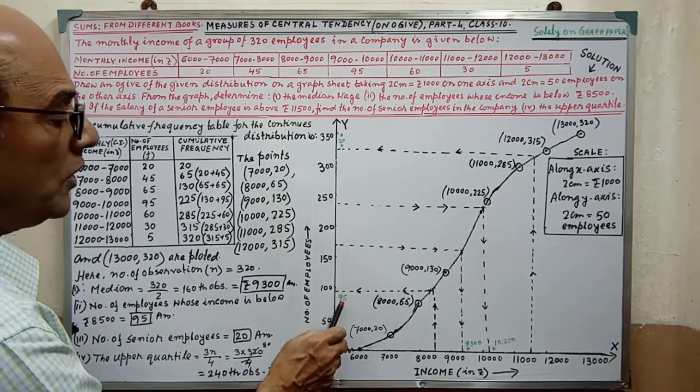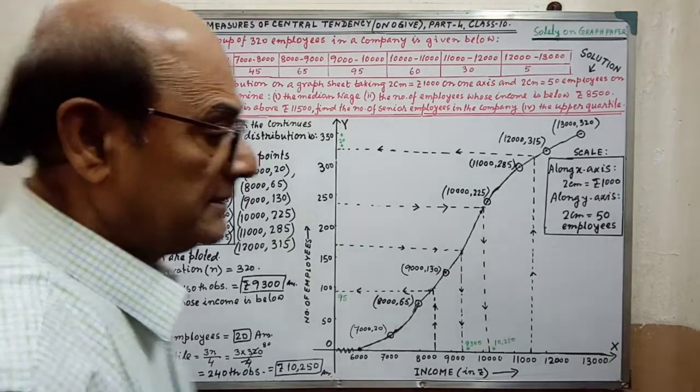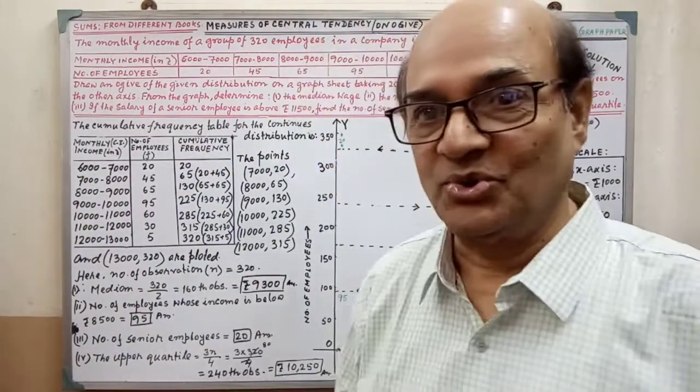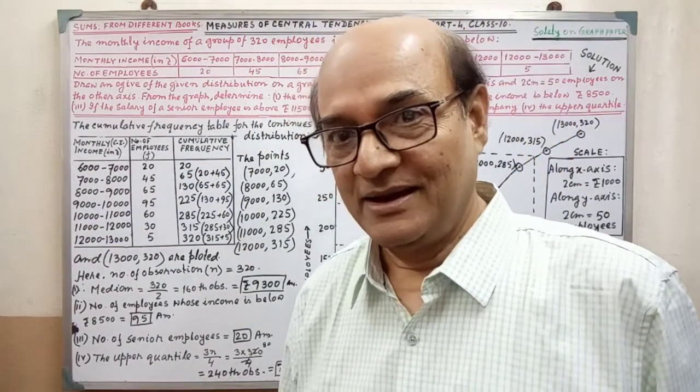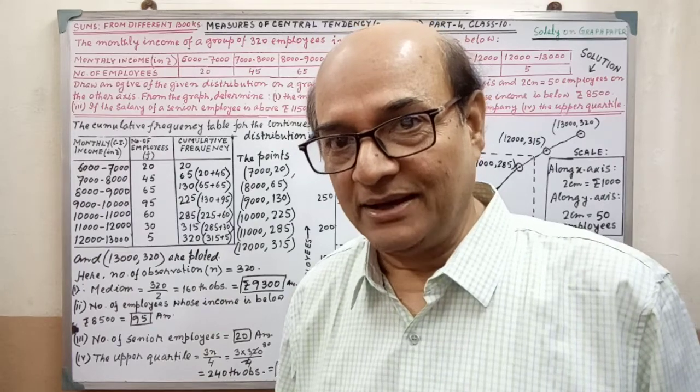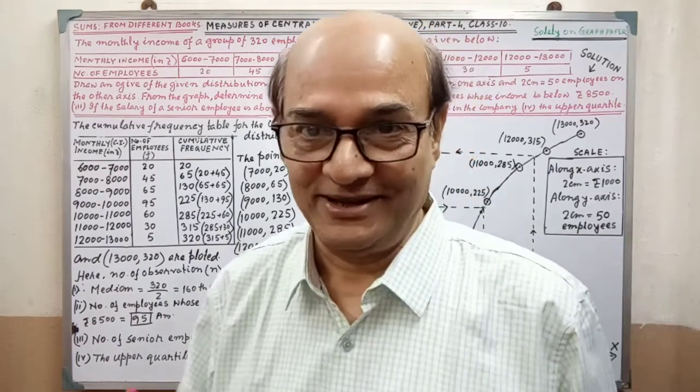That is 95 will be the answer whose income is below rupees 8500. And in small form you may write the answer also in this way. Diagram you have to understand clearly.